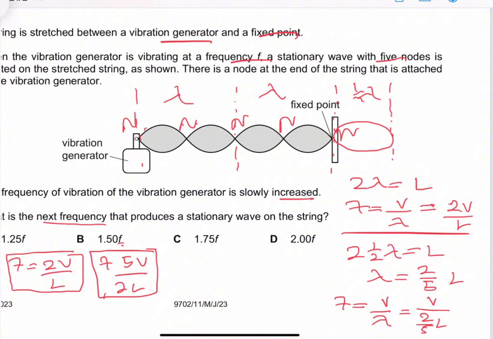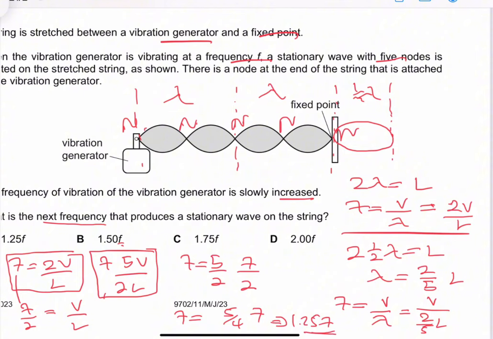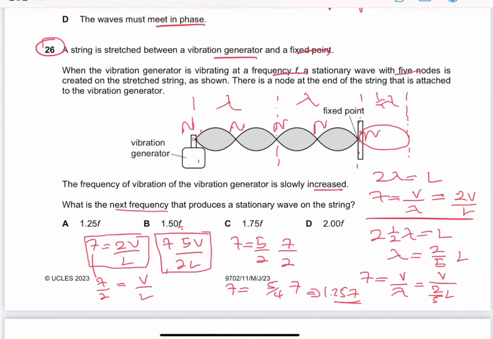And we just want to express this in terms of F. This is our value of F. We know that V over L, from here, F over 2, we divide both sides by 2, is equal to V over L. So we can substitute V over L in this equation. Therefore, the new F is 5 over 2 times V over L, which is F over 2. Therefore, the new F will be equal to 5 over 4 of the small letter F, which is 1.25F. So our answer becomes A.